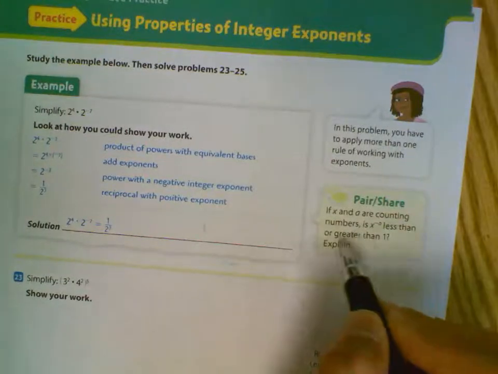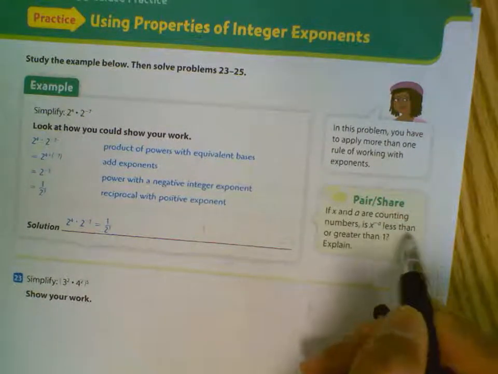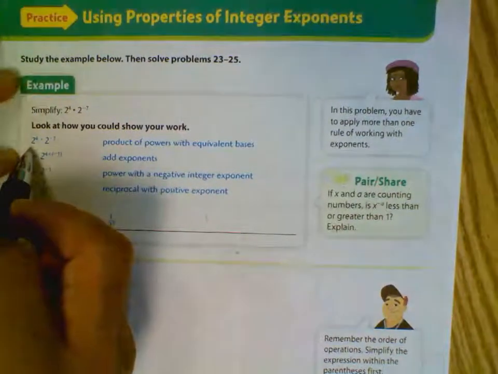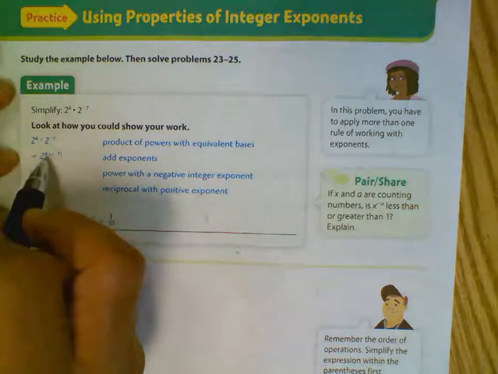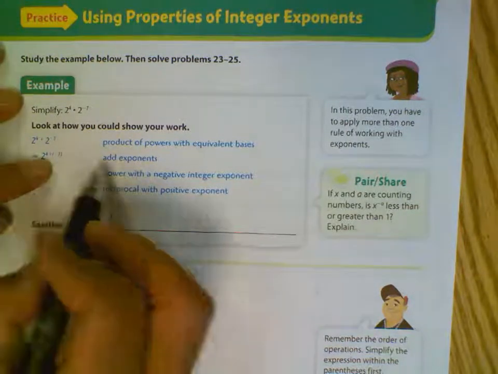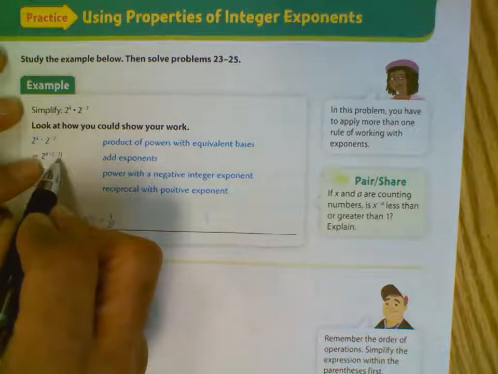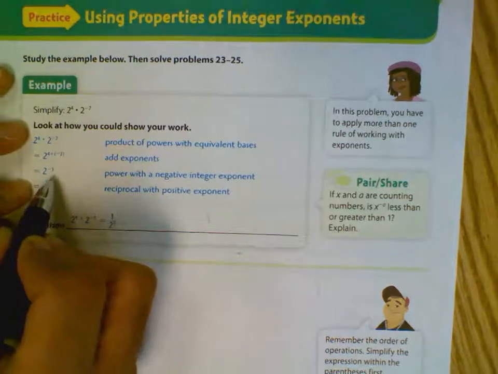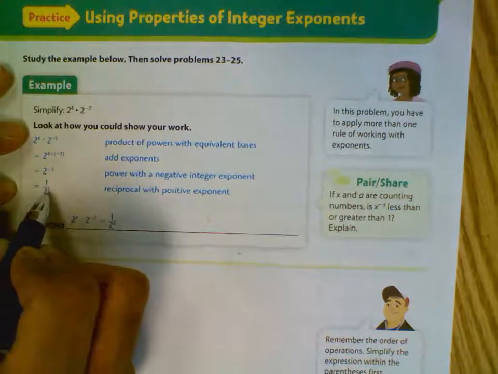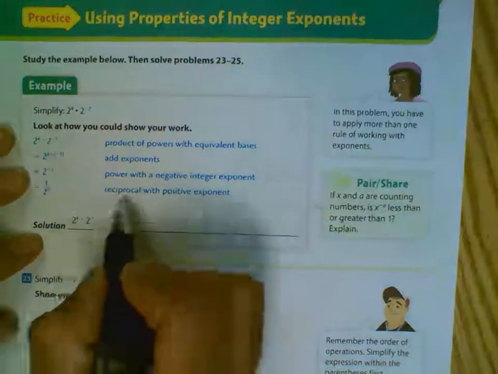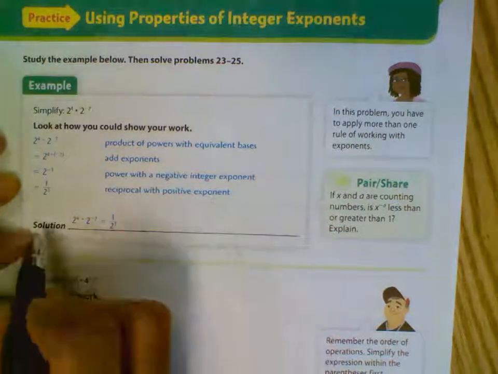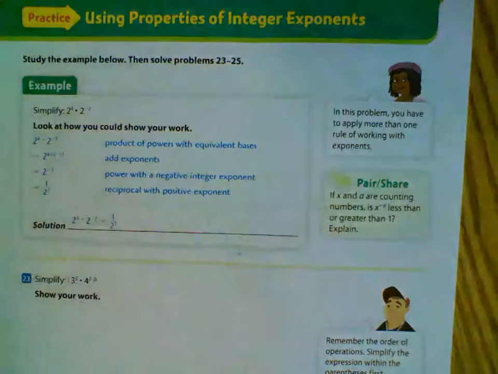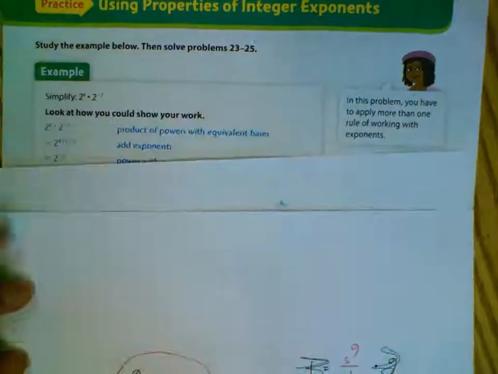If x and a are counting numbers, and x to the negative a is less than or greater than 1, you need to explain. So in this case, for example, the bases are the same, so we add the exponents, 4 plus negative 7. Then 4 plus negative 7 is equal to negative 3, so 2 to the negative 3. And remember, we cannot have negative exponents, so that 2 goes to the denominator with a positive exponent. So in this case, we use the reciprocal with positive exponents. Solution, 2 to the 4 times 2 to the negative 7 is equal to 1 over 2 to the 3rd power.